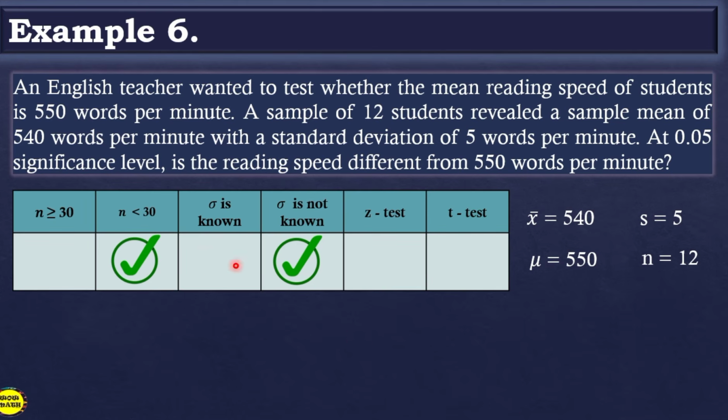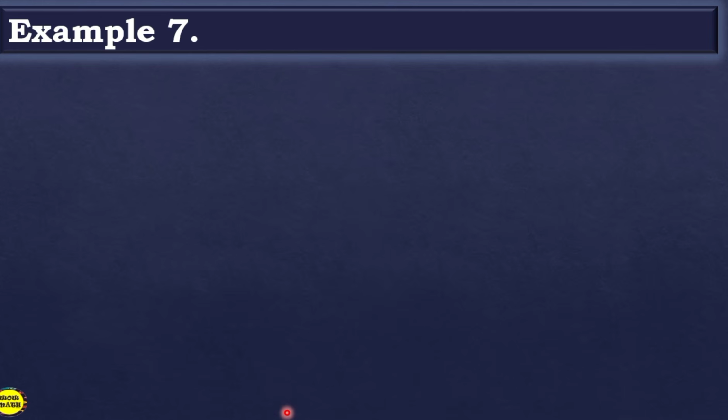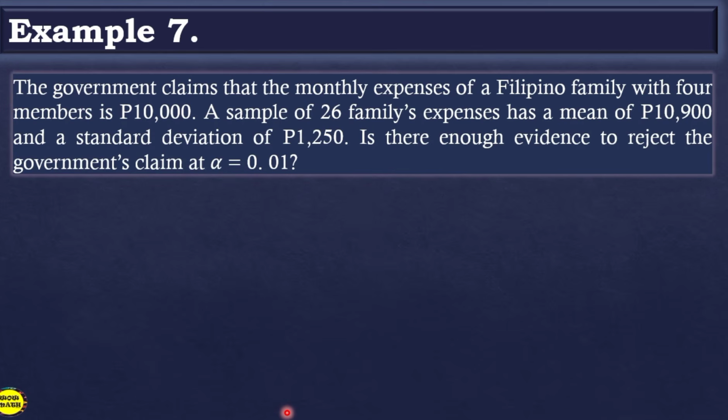So, kapag ganito, if your sample size is less than 30 and the population variance is unknown, anong test ang gagamitin natin? Okay, t-test. So, using the formula, substitute all the given values sa formula natin, and then simplify. 540 minus 550 divided by 5 over square root of 12. So, the computed t-value is negative 6.928.